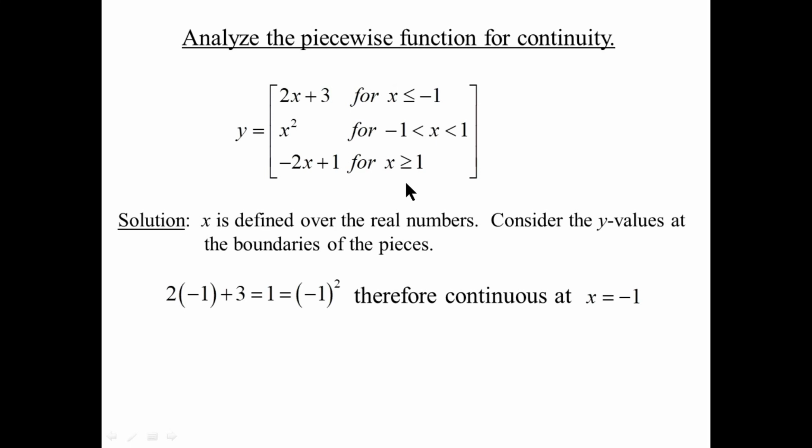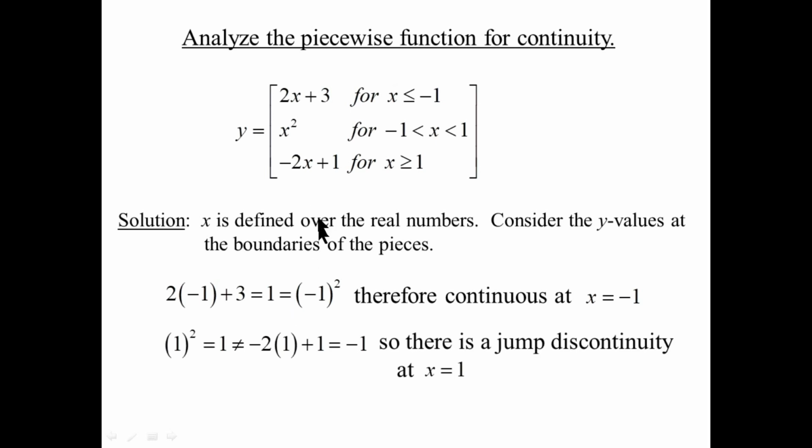And we can write this down as follows. It's continuous at x equals minus 1 because when I subbed in minus 1 here, I got the same as when I subbed in minus 1 here. I got the number 1. There's a jump discontinuity at 1 because when I subbed in 1 to the second piece, I got 1, and when I subbed in 1 to the third piece, I got minus 1. So there's a jump discontinuity at x equals 1.